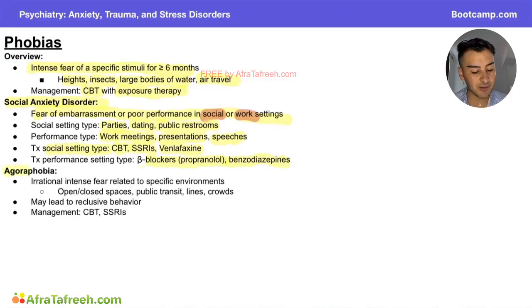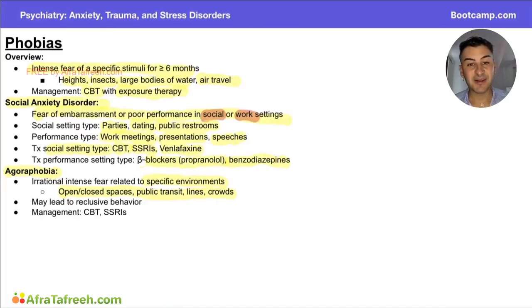Now, I also want to talk about agoraphobia, which is going to be another high yield phobia. This is fear related to specific environments, and they're almost always related to spatial orientation and also proximity to other people. So people are either going to be afraid of really big open spaces or really small closed spaces, and also lines and crowds. So think places like public transit, movie theaters, stadiums, anything that alludes to proximity to other people and open or closed spaces is really going to affect people with agoraphobia.